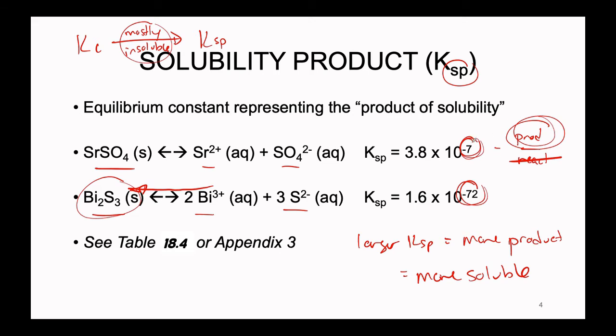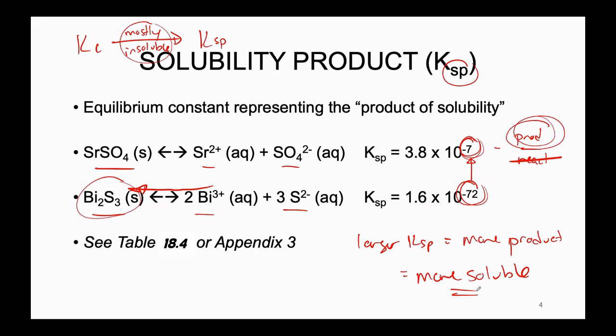And that's not to say that 10 to the negative 7 isn't also a small number, relatively speaking, to other numbers that we've been looking at for equilibrium constants, but this is to say that it is a larger Ksp, meaning that more of the strontium sulfate will be able to dissolve.